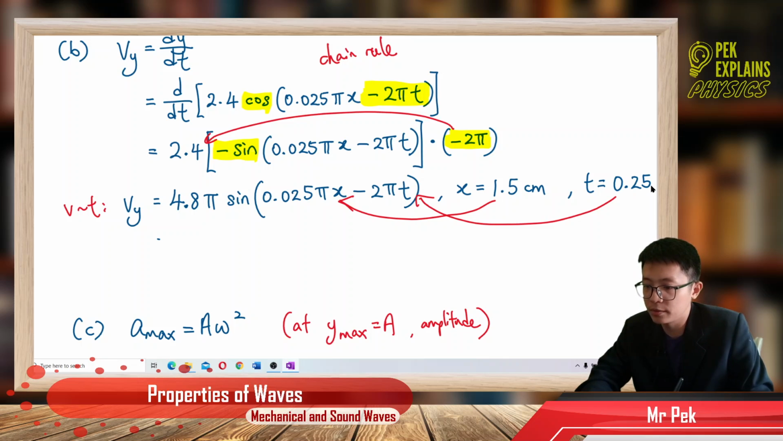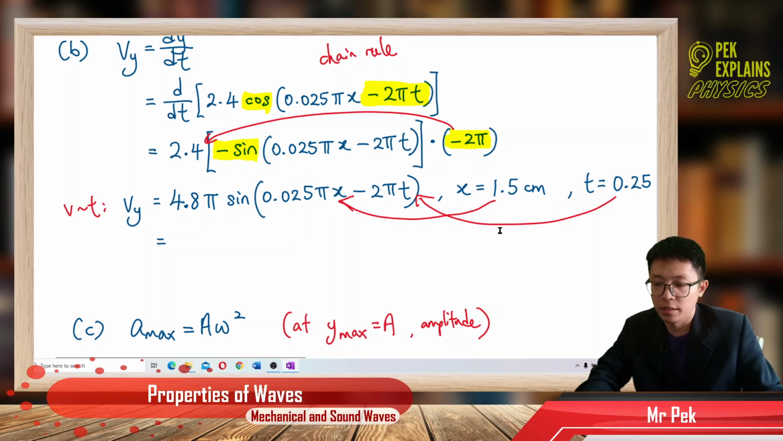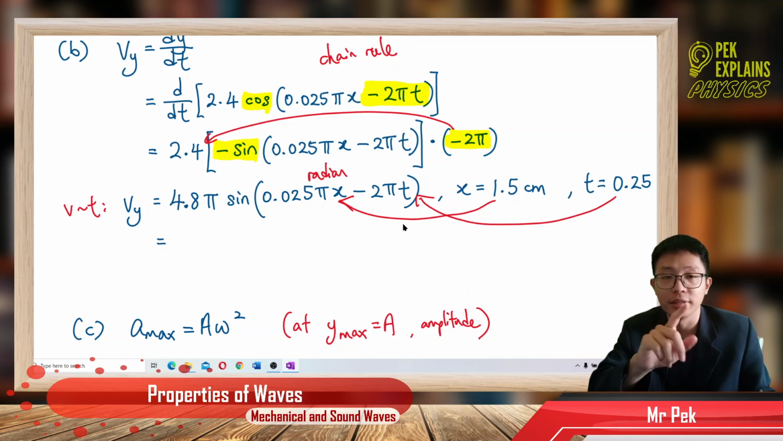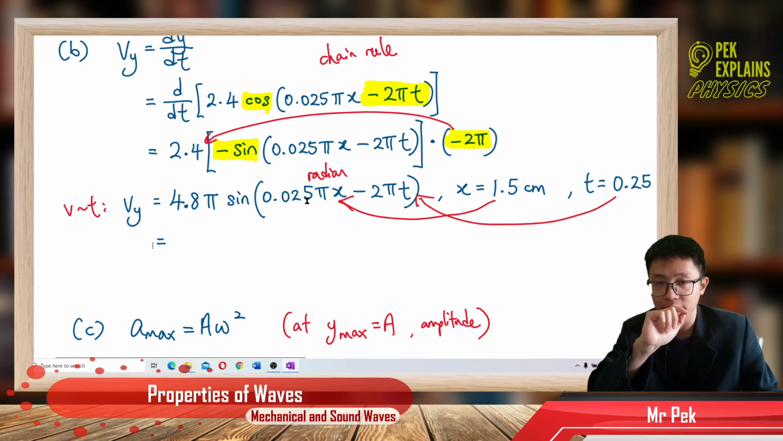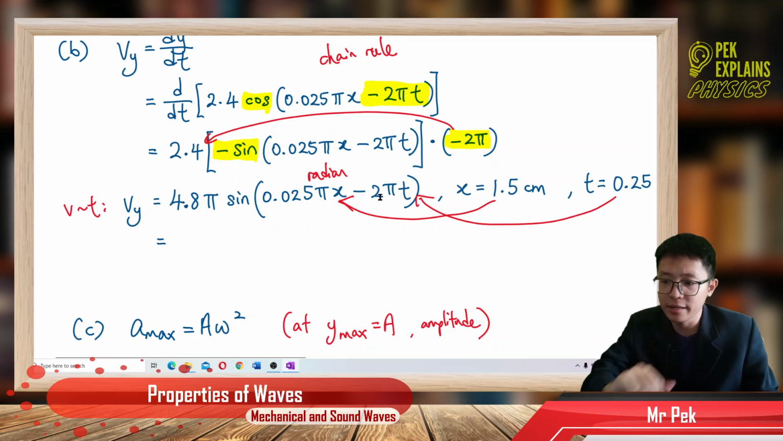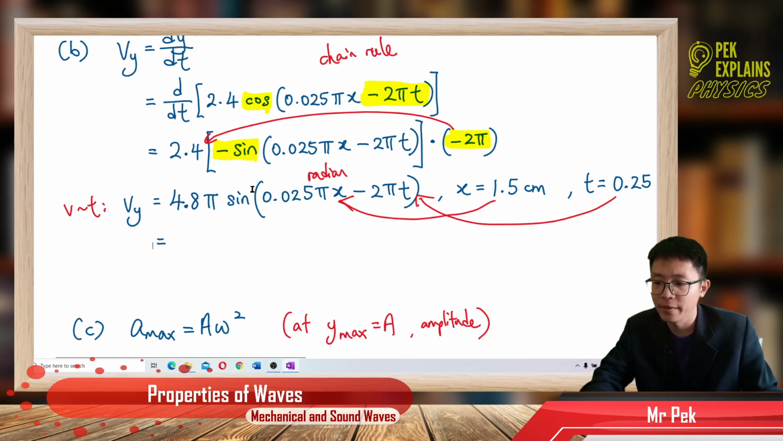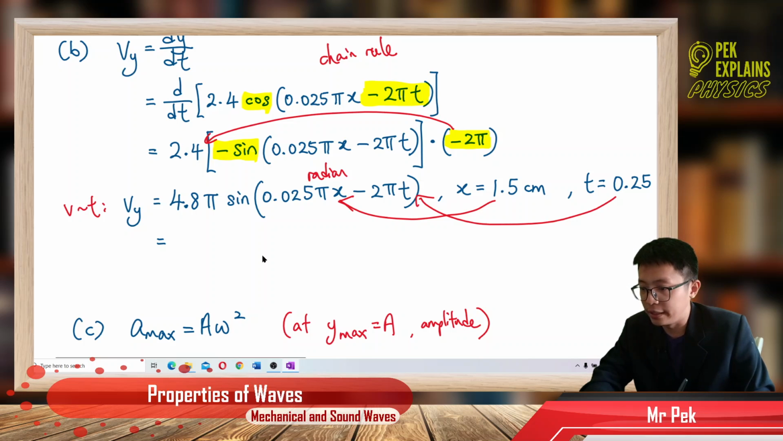So we substitute. After we substitute, don't forget your calculator must be in radian. Everything must be in radian. Understand? Don't put degree, because it's pi, and pi is 3.142 radian, isn't it? So substitute the value inside, and in the end you will get negative 14.98.